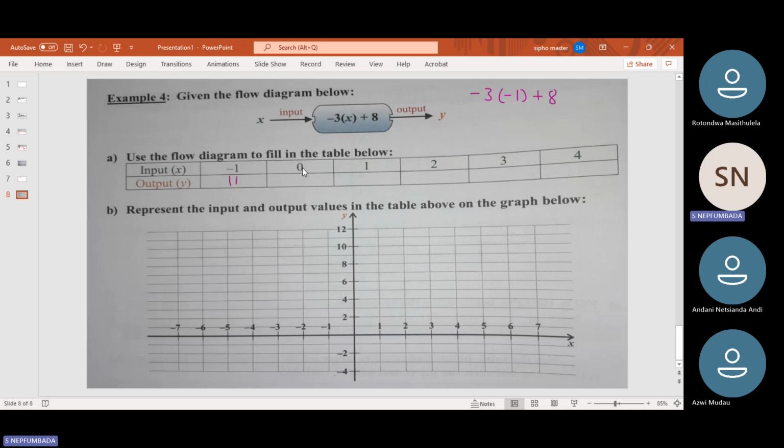Substituting -3, then on the other values we get 8, 5, 2, -1, -4. Then when we plot the graph, we know how to plot the -1 of x.